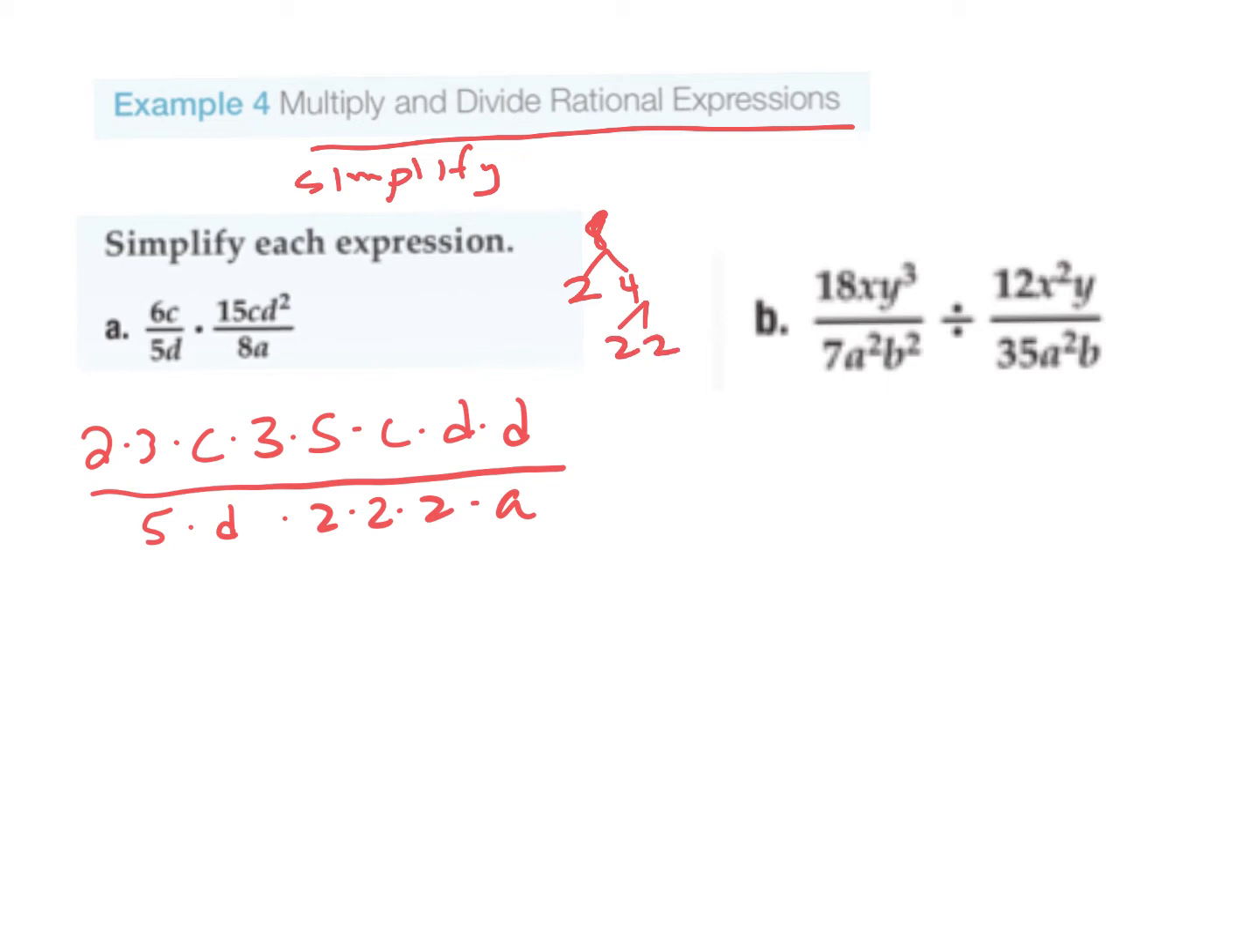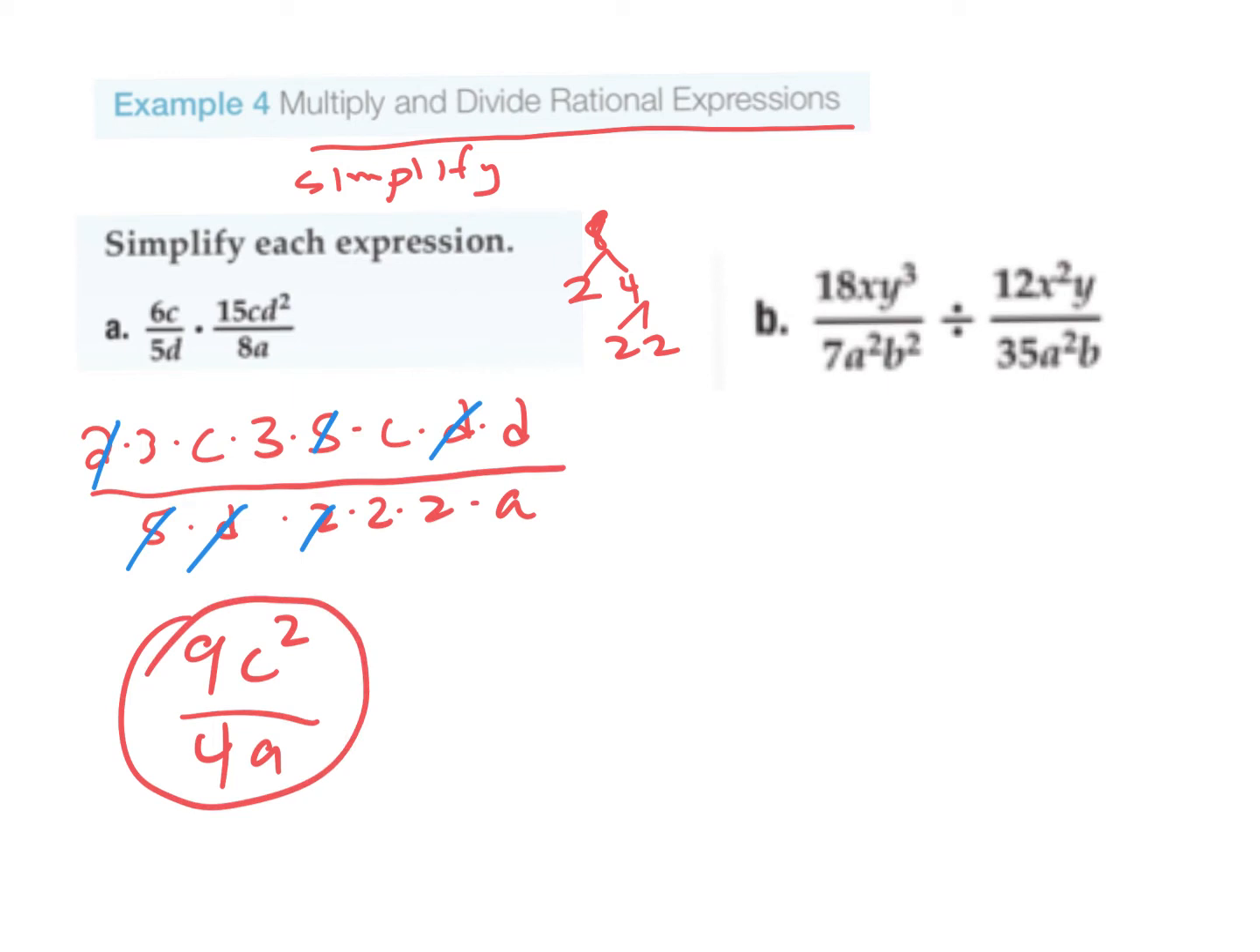And then anything that's the same on top and bottom cancels out. So I have this 2 and this 2. I have this 5 and this 5. I have a D and a D. I don't have any other 2's on the top, and I have no other A's. So what I'm left with, if I put it all together, 3 times 3 is 9. C times C is C squared. And the denominator is 2 times 2, which is 4A. And so multiplying is just simplifying. And simplifying is just simply factoring and then crossing out what's alike, top and bottom.